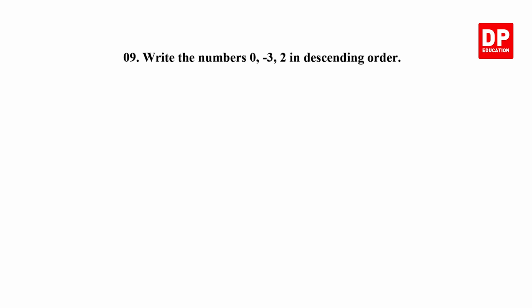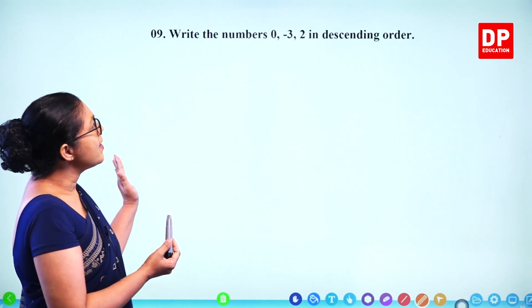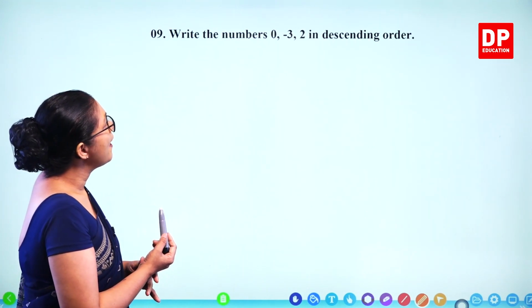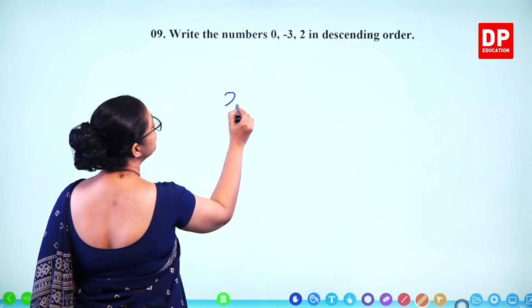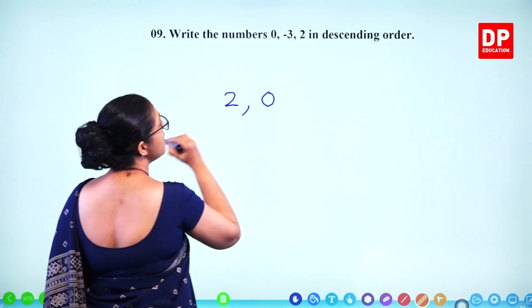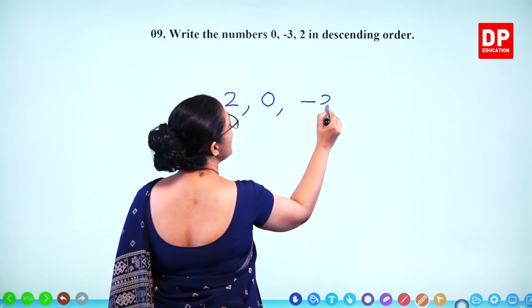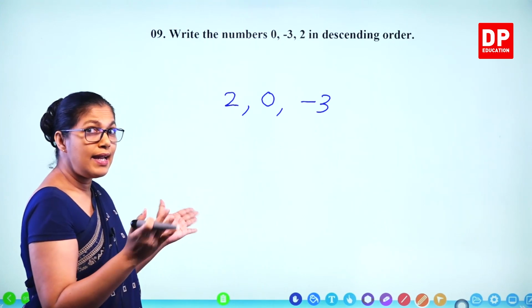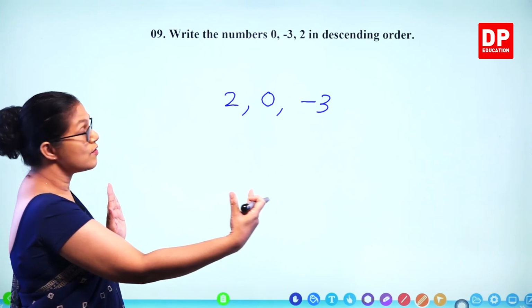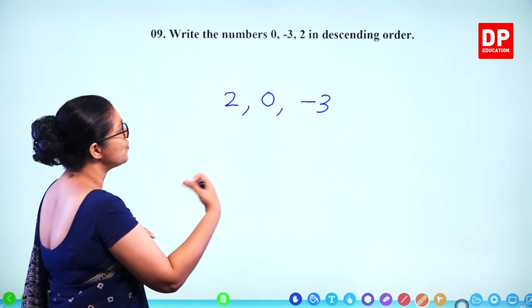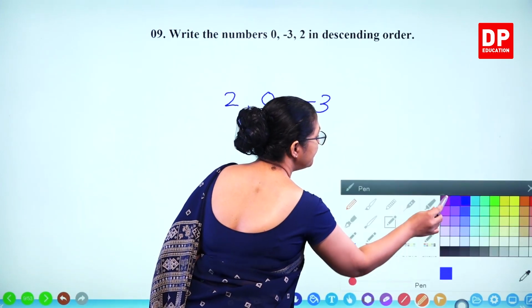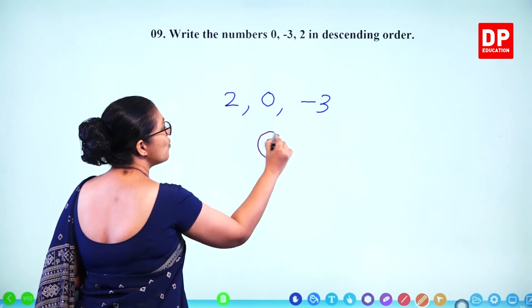Question number 9. Write the numbers 0, -3, 2 in descending order. What's descending? Highest to lowest. So highest number is 2. Then you get 0 and then -3. When you take the number line, always highest number is to the right side. 2, 0, -3. You get 2 marks for that.